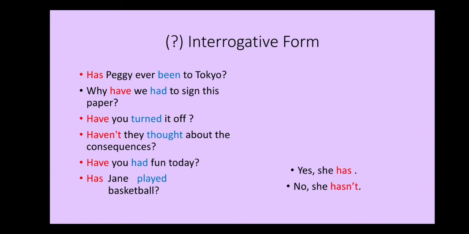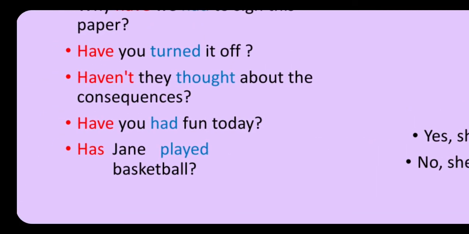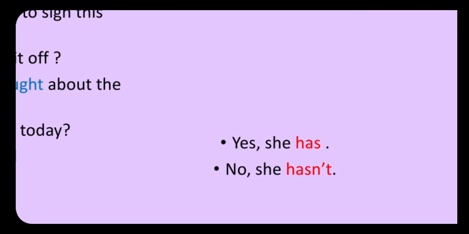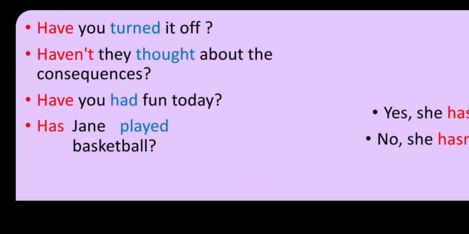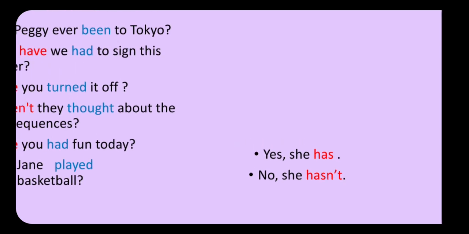I want you to notice one form in particular. For example, this form. Has Jane played basketball? This is the interrogative form, okay? But you can answer with short answers, okay? Has Jane played basketball? You can answer yes, she has, or no, she hasn't, okay? You can apply short answers with the present perfect.